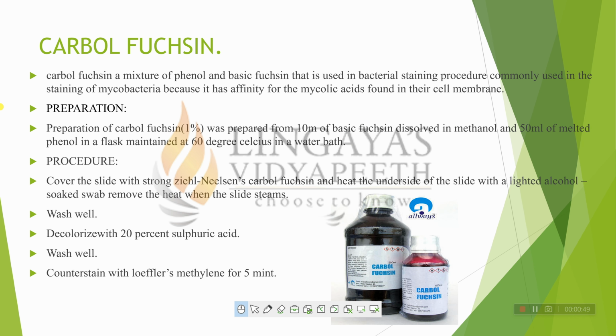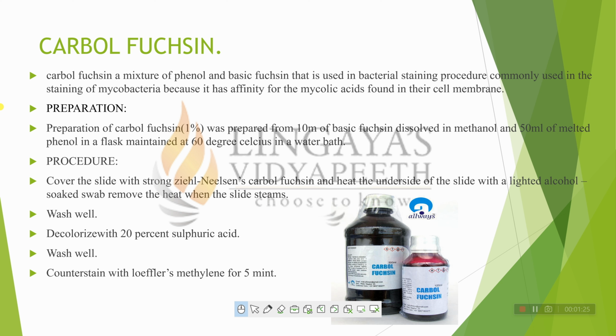First of all, the first reagent is the carbol fuchsin reagent. Carbol fuchsin is a mixture of phenol and basic fuchsin. As you can see, it is generally used for the staining procedures of bacteria. Commonly, it is used for the staining of mycobacteria. It is commonly used as a primary stain in the acid-fast staining. Why is it used for the acid-fast staining? Because it has affinity for the mycolic acids which are found in the cell membrane of these bacteria.